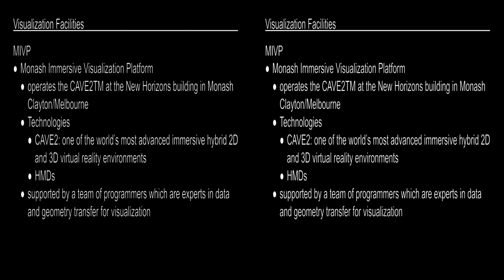So we have the MIVP, Monash Immersive Visualization Platform. And this is located in Clayton, Melbourne, and it uses different technologies. So the Cave 2, you will see a slide of this later on, and the HMDs. And here we also have the support of different programmers. So this means that many people are coming from abroad with different problems. So this might be, for example, coming from industry, from art, from science, and they are experts then in implementing this and showing this then in the different fields.